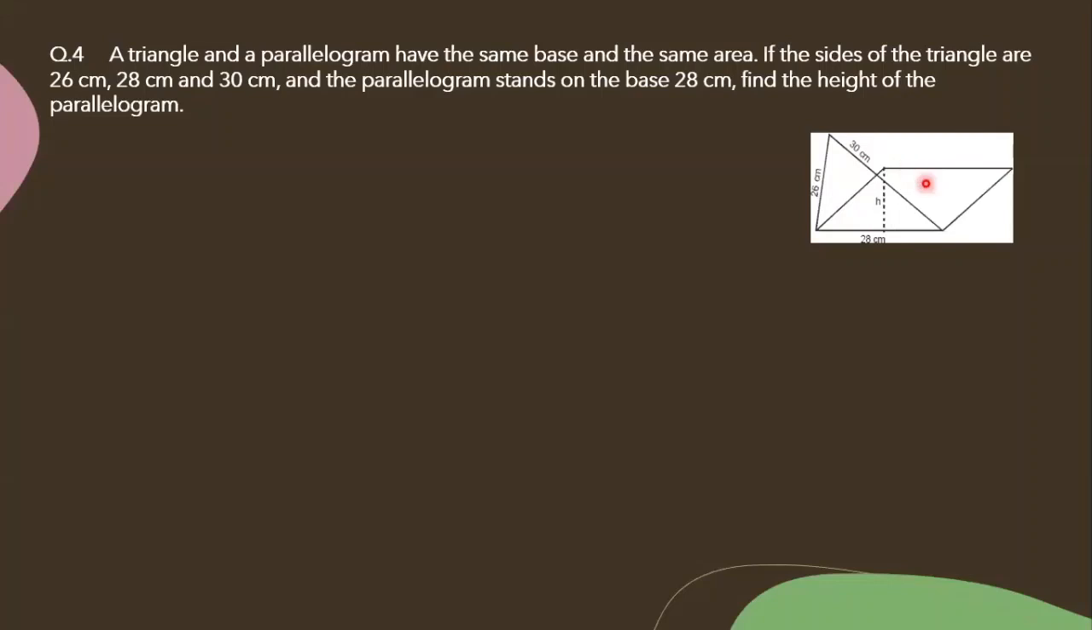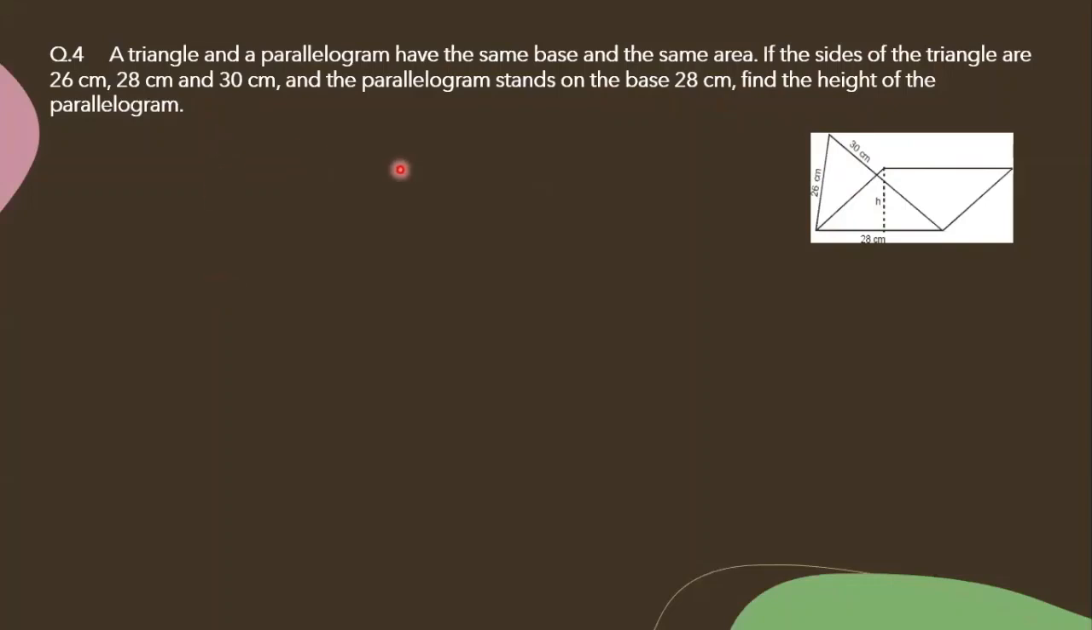So triangle and parallelogram have the same area. It is given that. The sides of the triangle are 26, 28 and 30. So for the triangle, all three sides they gave. And the parallelogram stands on the base 28. Find the height of the parallelogram.